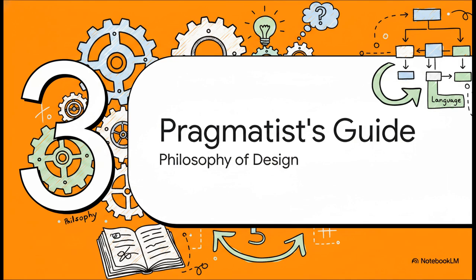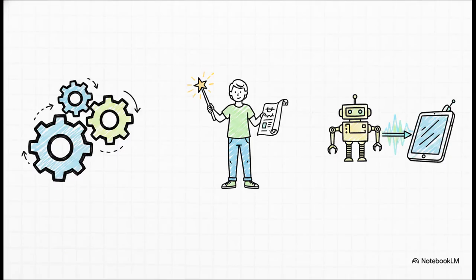Section 3. The Pragmatist's Guide. Philosophy of Language Design. Okay, let's step out of the engine room for a second. Why do we even bother designing new languages in the first place? And when should you actually deploy this pattern in your own systems? There are three main reasons.